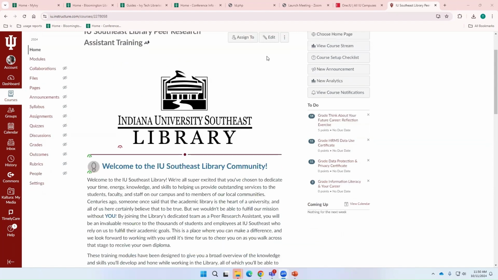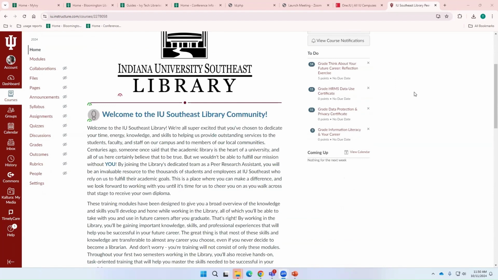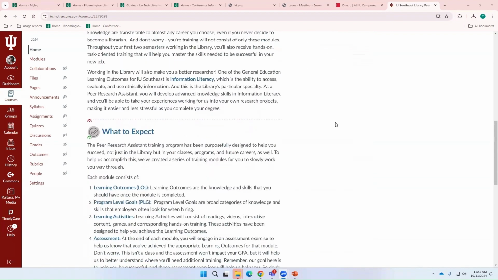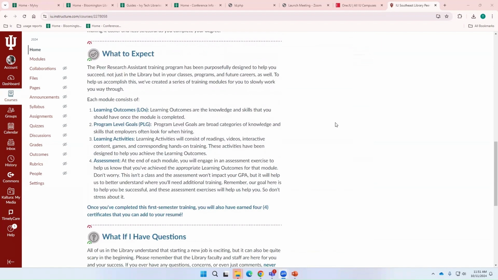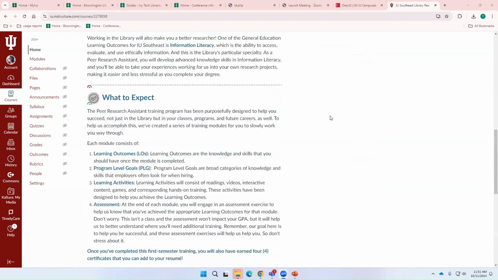They have to read this before they're allowed to even start the modules. It gives them a breakdown of why they're important to the library. Also, very importantly, it specifies they're not able to work on the modules outside of their scheduled shifts, because we want them to get paid for this. We also have definitions about learning outcomes and program level goals, because we want full transparency, and we want them to understand what we want them to learn and how we are assessing them on that.